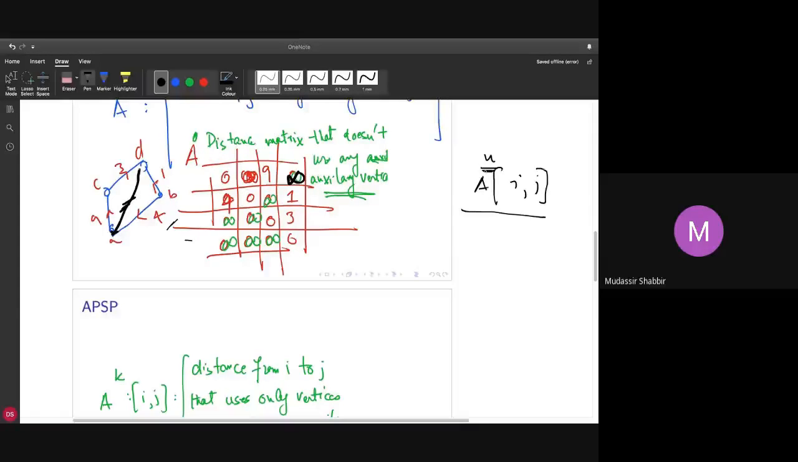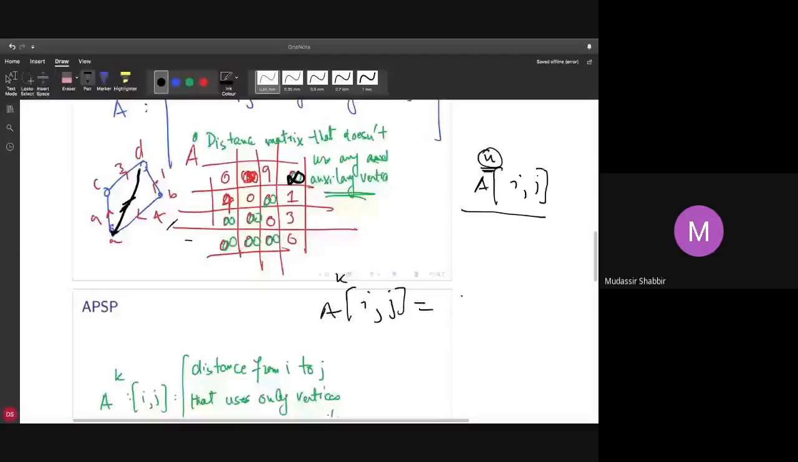these A of ij's for smaller values of this index, which is the number of vertices I'm allowed to use, or the set of vertices that I'm allowed to use, and I'm going to recursively compute this using smaller instances, smaller solutions. So my goal is to, for example, compute A k of ij using values of A k minus 1.